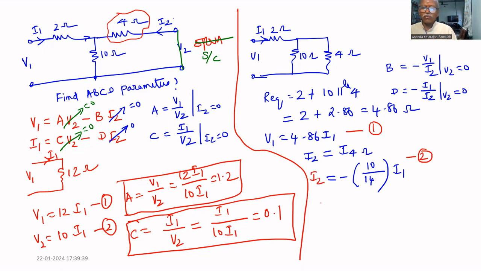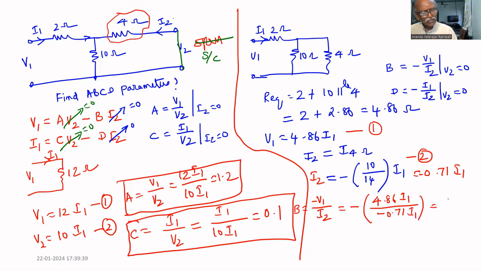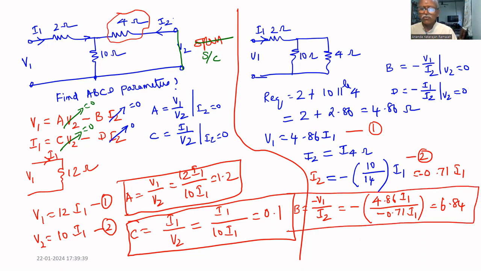We need V1 by I2. Therefore, B equal to minus V1 by I2. V1 equal to 4.86 I1. 10 by 14 equal to 0.71, so I2 is minus 0.71 I1. Therefore, B equal to minus 4.86 I1 divided by minus 0.71 I1, that is 6.84, the minus signs getting cancelled. Therefore, B equal to 6.84. Now we got B.